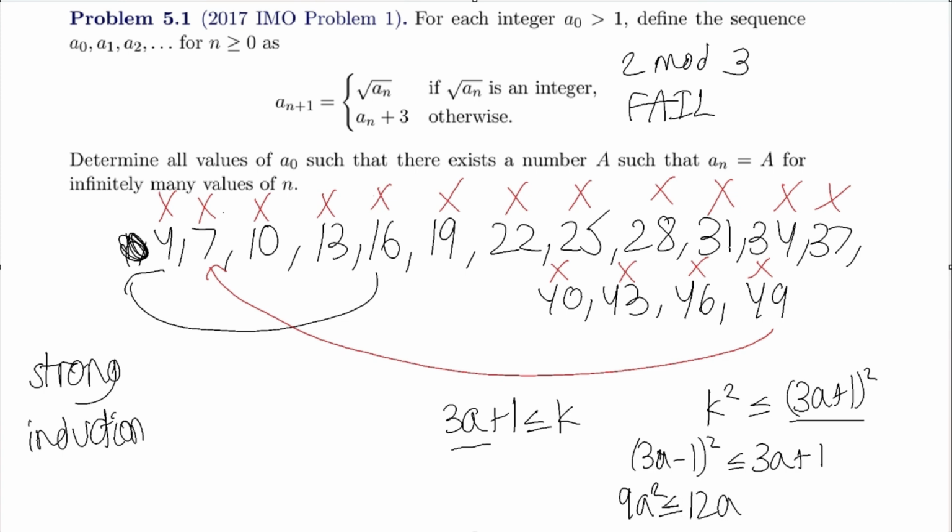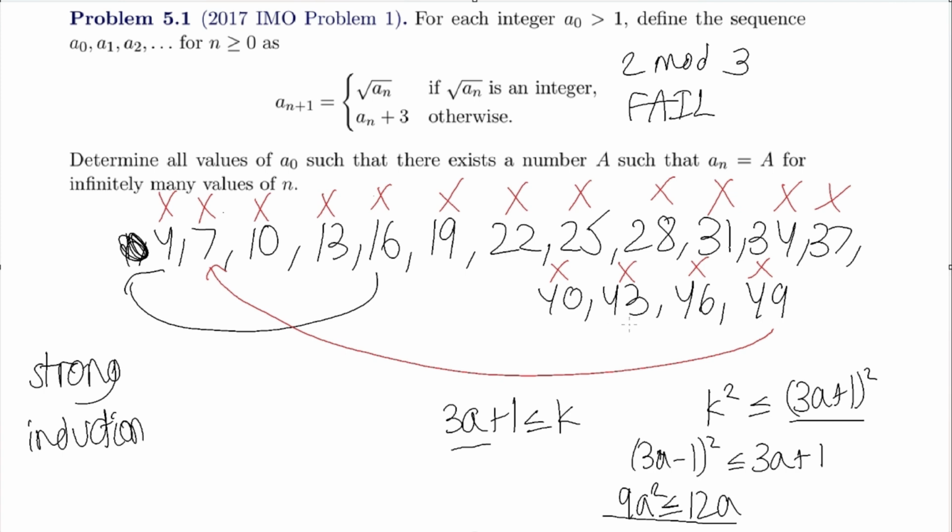And that requires a to be less than or equal to 4/3. And the only way we can have this fail is if a is equal to 1, in which case this number here is 4. But we already know that 4 fails. So therefore, this is always true. We always go to a smaller number, and the smaller number fails.